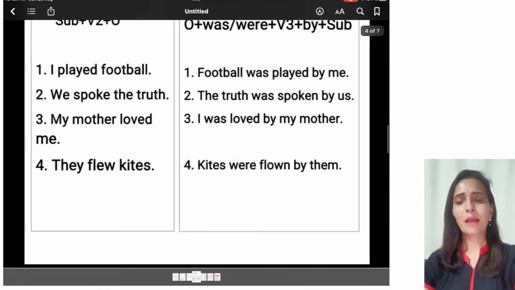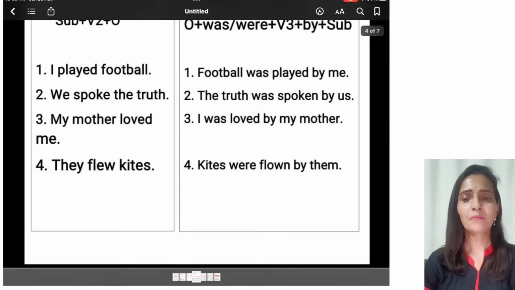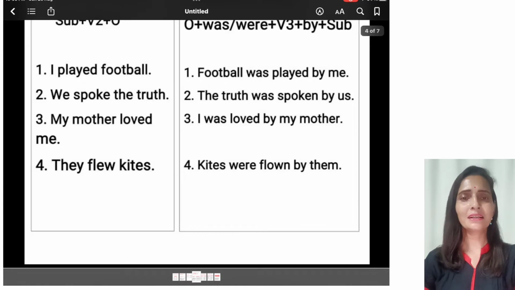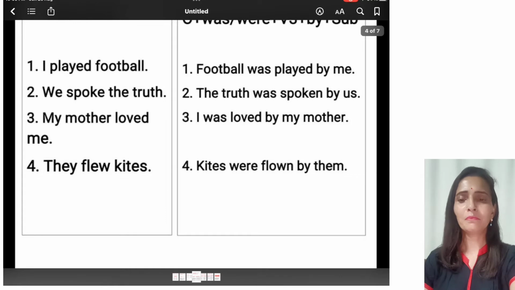Next, my mother loved me. Okay. So what is the subject here? What is the object here? So me is object here. So me will change into I. When we will change object me into subject, then it will become I.